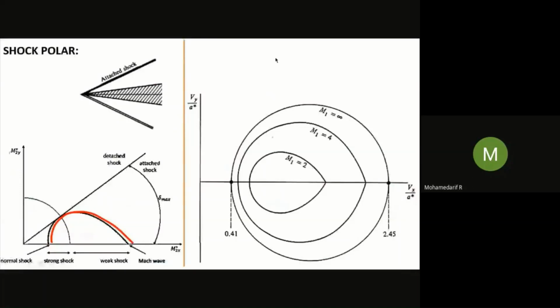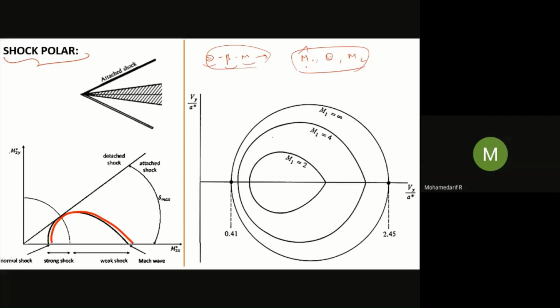The next one is shock polar. This is the definition: it is a graphical representation of oblique shock wave properties. In the theta, beta, M relation, also oblique shock wave properties, we related theta, beta and Mach number, right? So here we are going to relate M1, theta and M2. This is another form of oblique shock wave properties.